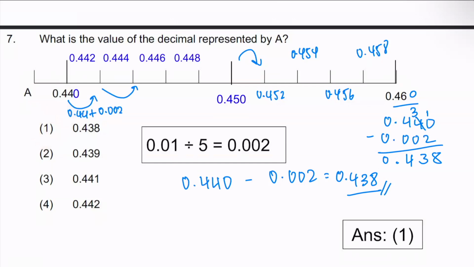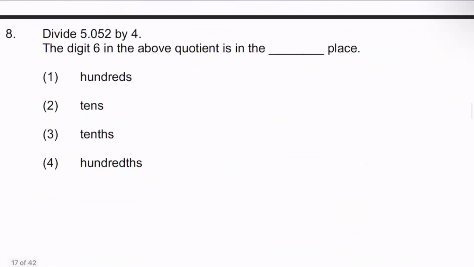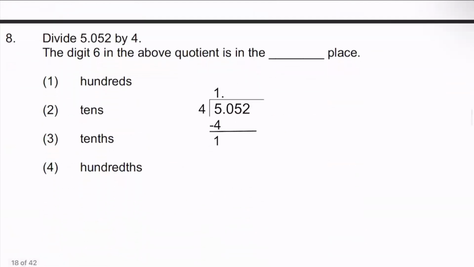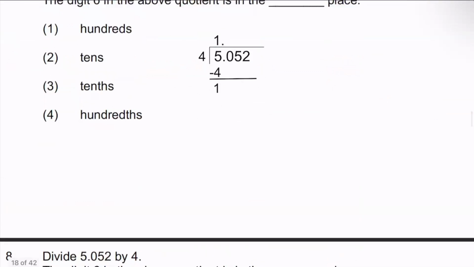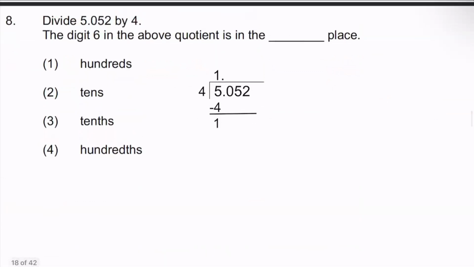Okay, next, question number 8. Divide 5.052 by 4. The digit 6 in the above quotient is in the what place? So, no choice, we have to do long division here, right? So 5.052 divided by 4. Okay, so let's try.